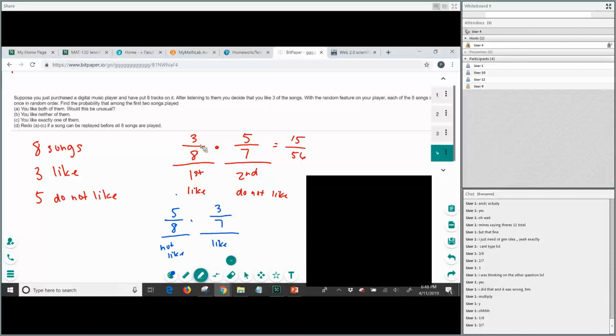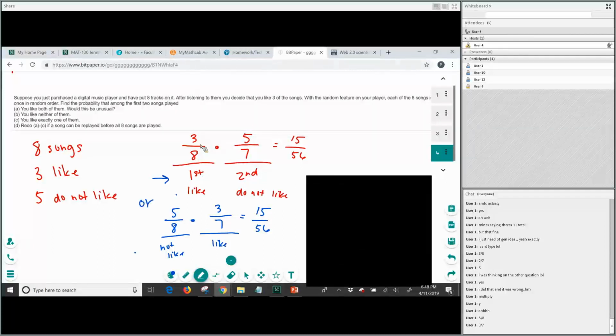Okay, so the first one played. Now what's the probability that I like the second one? Yes, 3 that I like out of 7 remaining, right? Okay, and I multiply these, right? Same rules as before. So again, notice it's the same. Again, I get 15 out of 56.